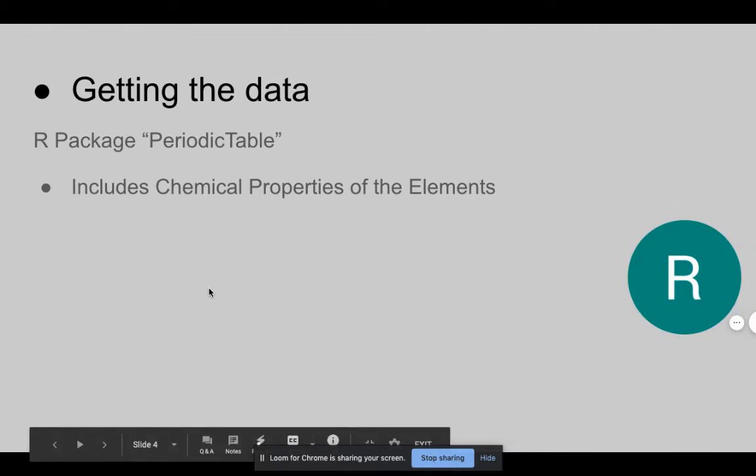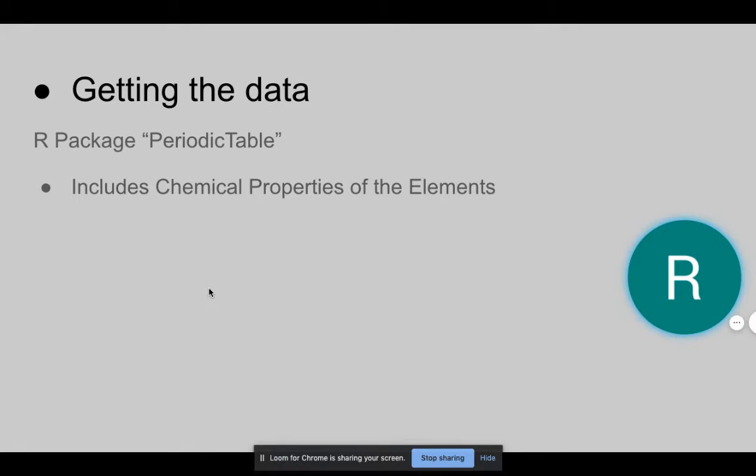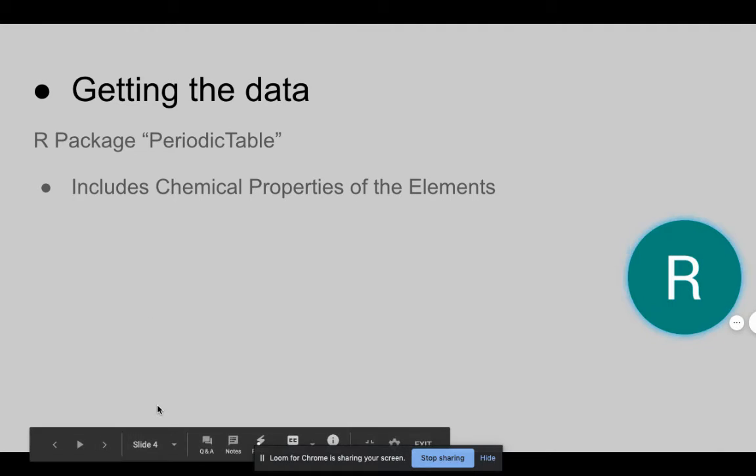So, getting the data. Obviously, this summer we weren't in the lab, so I explored some data available online. I used an R package called Periodic Table, and it includes chemical properties of the elements. And luckily for us, we live in the information age, so there's lots of resources available if you can't be in the lab.